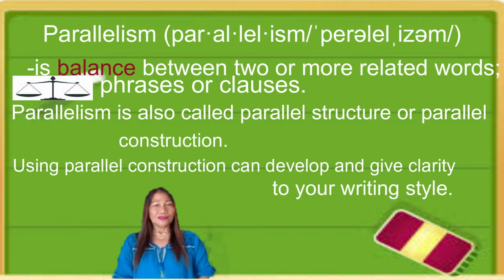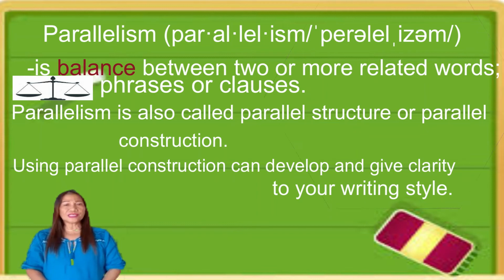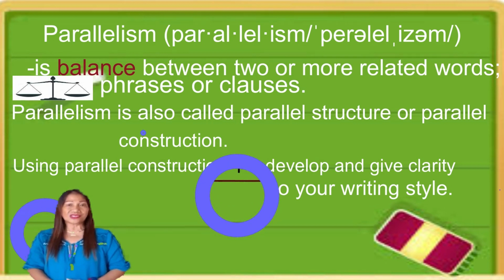In English, we need also balancing. In writing sentences, writing composition, we see to it that they are in the same pattern, the same structure, or else they went wrong. Our lesson for today is all about parallelism. What is parallelism? Parallelism is the balance between two or more related ideas, phrases, or clauses. It is also called parallel structure or parallel construction.